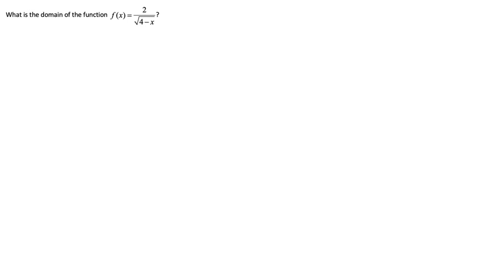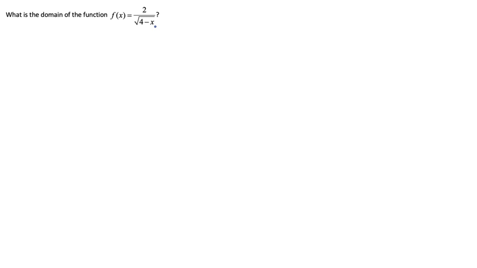What is the domain of the function f of x equals 2 over radical 4 minus x? Okay, so here with this function, we see a couple things, right? First of all, it's a rational function. As a rational function, that means it's a fraction, right? We know that a denominator cannot equal 0. So we want to find out what value of x will make the denominator equal 0.